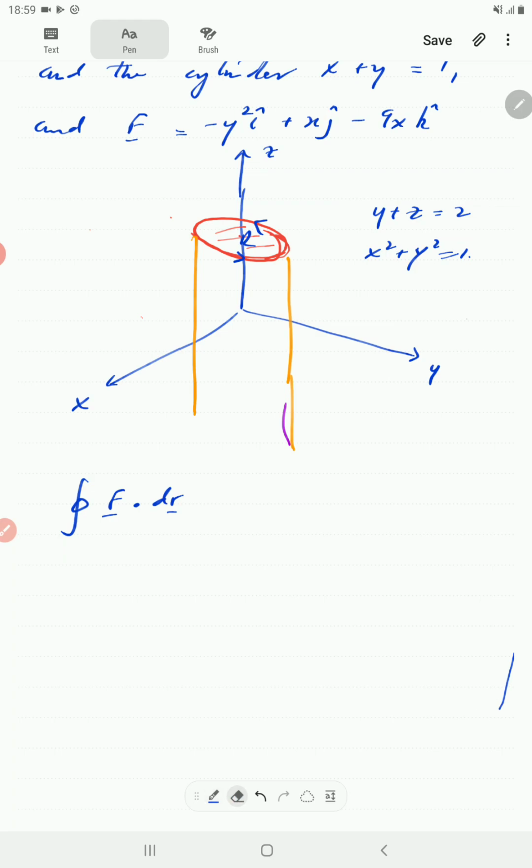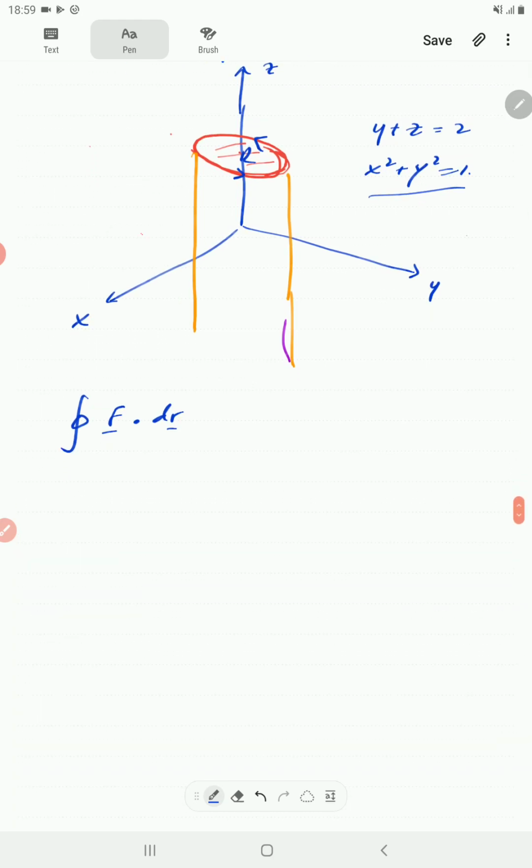Okay, so this we can parameterize using trigonometric functions. So this cylinder is x equal to cosine theta, y equal to sine theta, because r is 1. Okay, so the contour here, C, we can parameterize as follows.